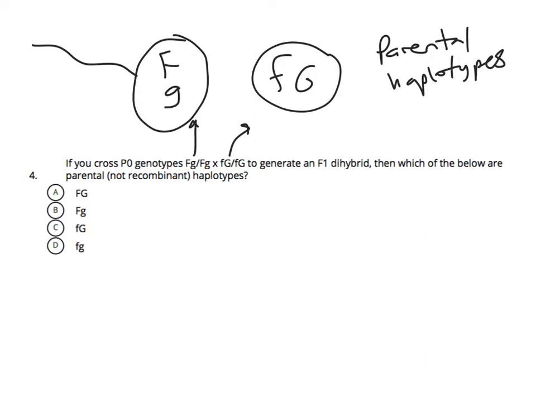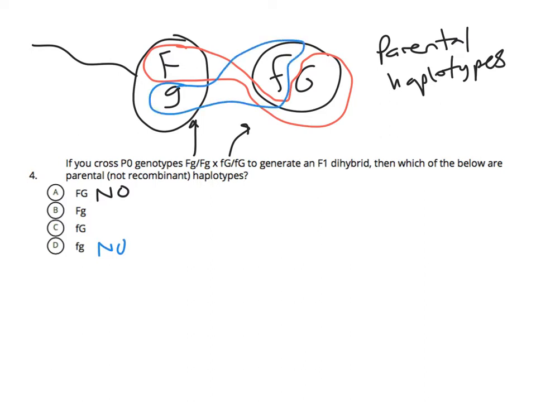So in this case, big F with big G is not a parental type. That must be a recombinant type. That would be recombining the big F and the big G from the parents. Recombinant type. And the same is true for little f and little g. Those would be recombinant types. So big F with little g is parental, B and C. Recombinant types are A and D. Any questions about this? Concerns, clarifications needed?